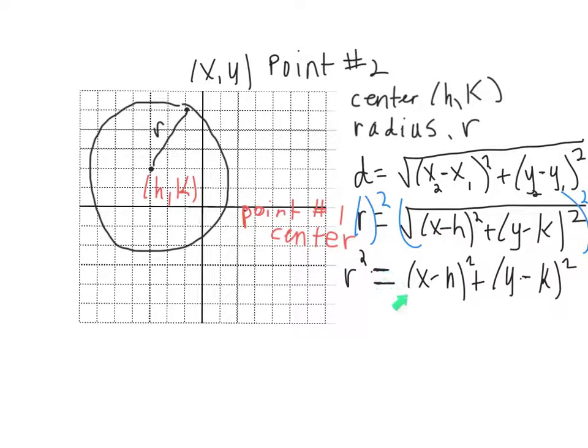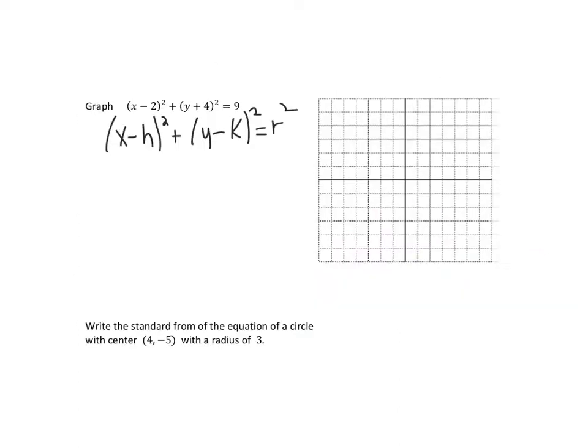So r squared equals x minus h squared plus y minus k squared. This is the standard form of a circle with radius r, but the center is at (h, k). Okay, so on the last page I will go over 2 examples of circles that are not centered at the origin. So the first one here, you've got x squared plus y squared. That is what indicates you have a circle.